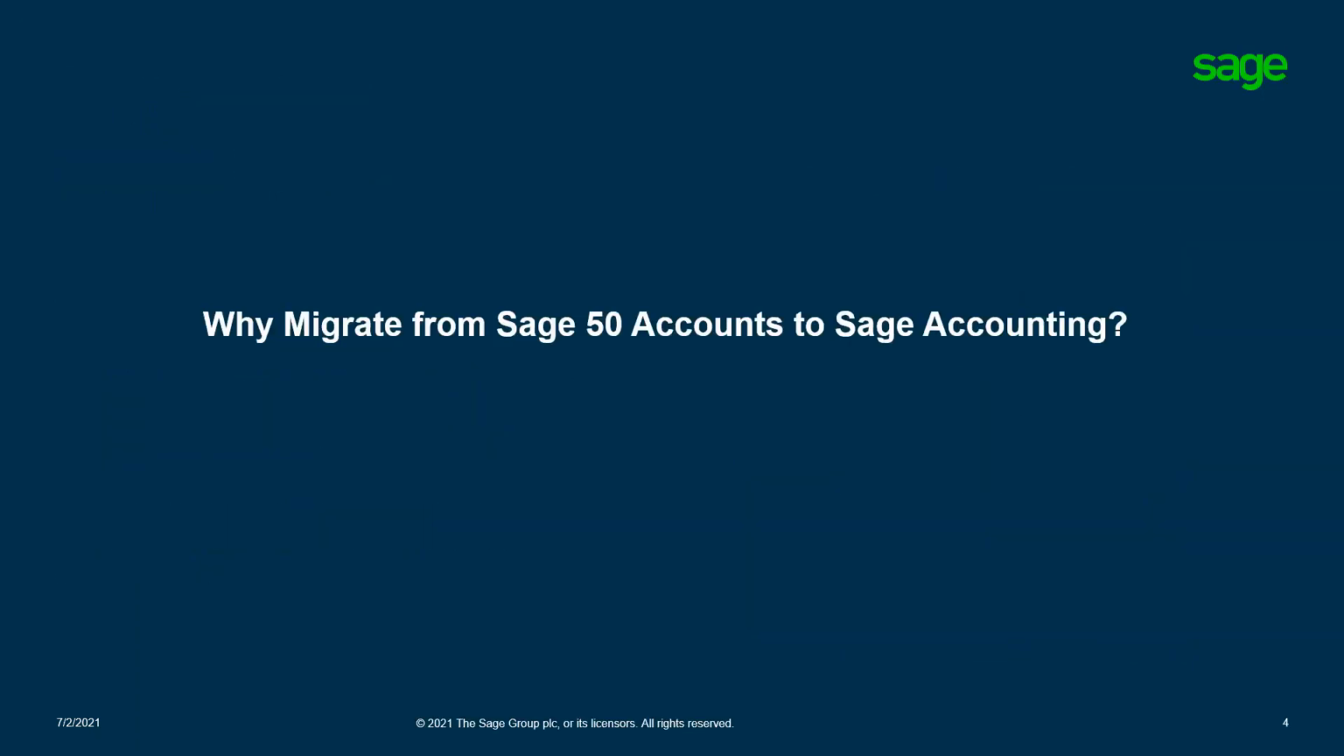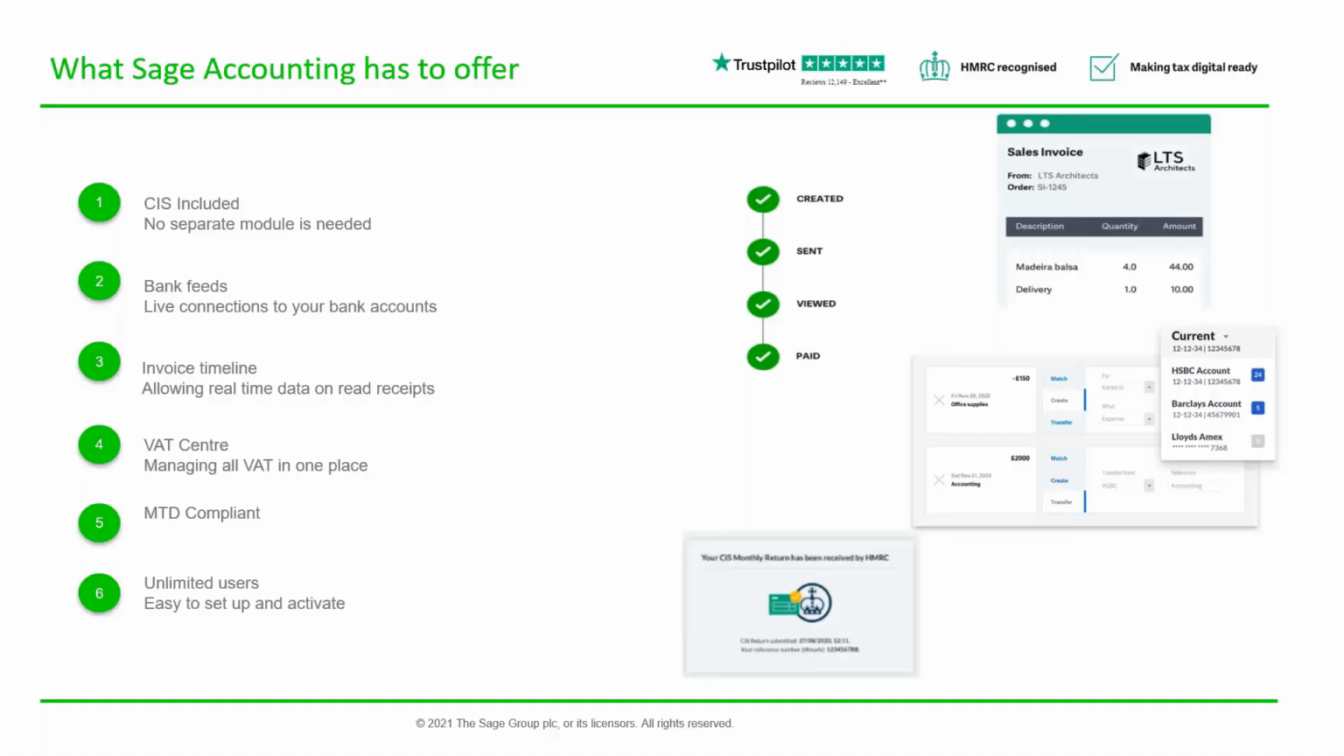So let's look at why you might want to migrate from Sage 50 accounts over to Sage Accounting. Sage Accounting has most of the main features which Sage 50 accounts has. Accountants who are using Sage Accounting love the following features. It's CIS enabled, and you can have subcontractors, contractors, or both. And unlike Sage 50, it allows you to part pay invoices.